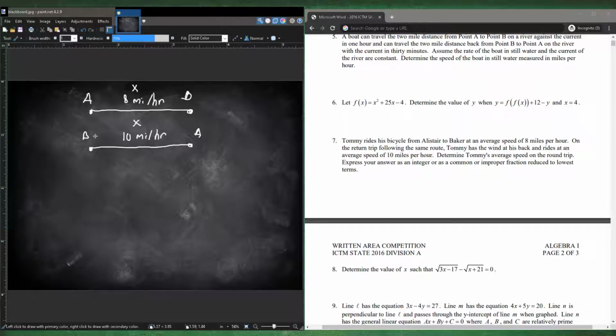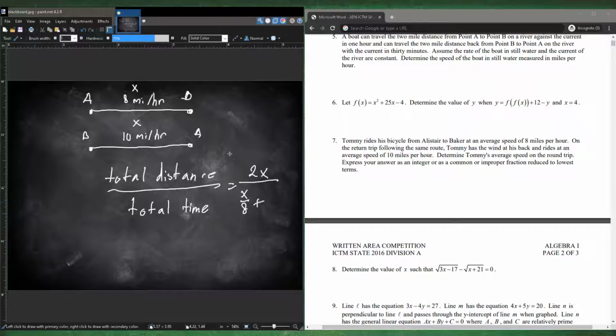Determine Tommy's average speed. So the average speed is always going to be the total distance divided by the total time. So the total distance is x plus x, so that's 2x. And then the time would just be the distance divided by our rate. So x divided by 8, and for this one x divided by 10. Right? Because the time to go from A to B and the time to go from B to A. And now we write that as 2x, and then take out the variable x. So that becomes 1/8 plus 1/10.